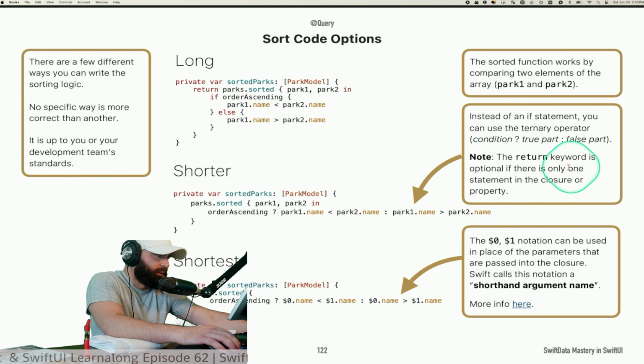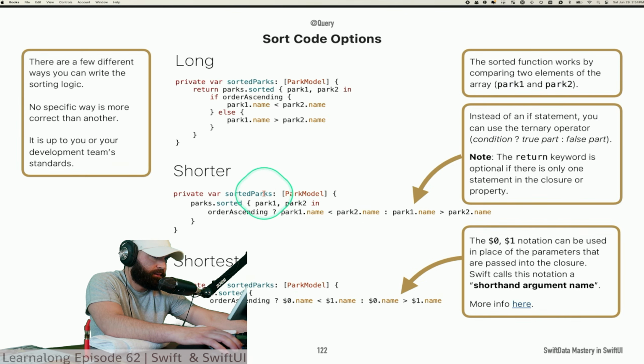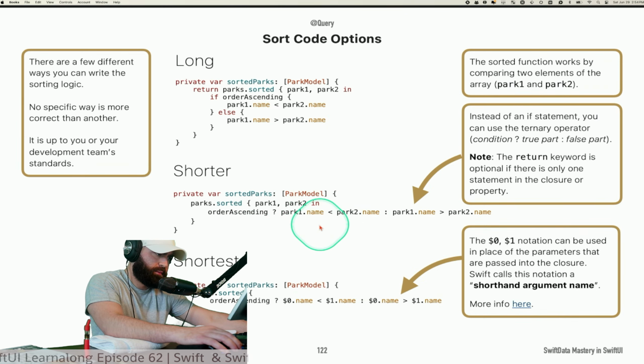Oh, yeah. Okay, so the return keyword is optional if there is only one statement in the closure or property. That's why we don't see an explicit return there. There's an implicit return there. This is true, false. All right, and then a short. Ooh, that is very short.